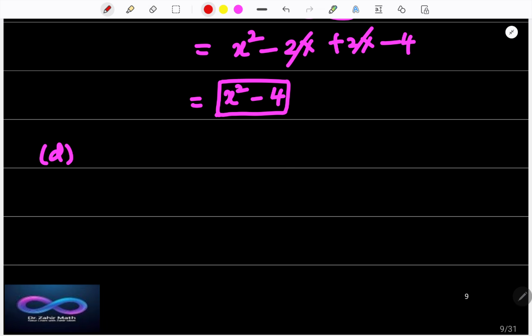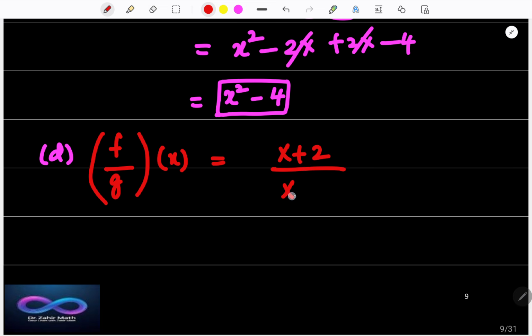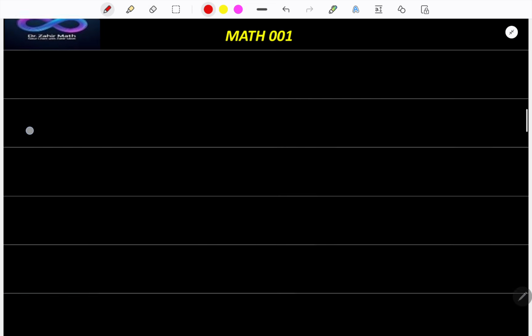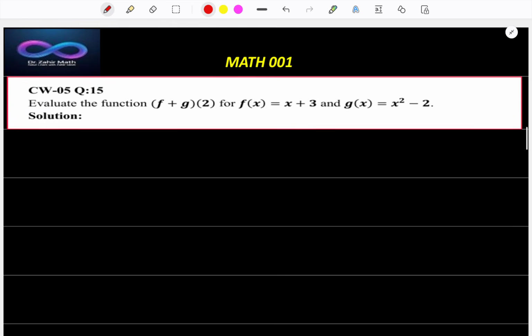Let's go to the D question. What is D question? D question is f by g operating on x. This equals, what is your f? X plus 2. What's your g? X minus 2. No cancellation, keep in your mind. Usually you cancel x, 2. Can you cancel this one? 4 plus 2, 4 minus 2. Can you cancel? No. Same thing, you cannot cancel here. Keep in your mind. Okay? Right. Let's go to the next question.